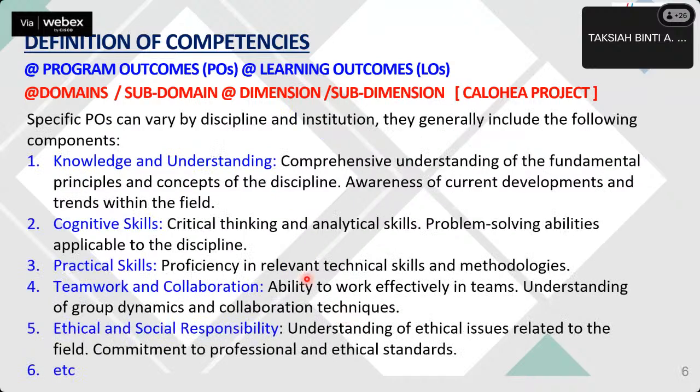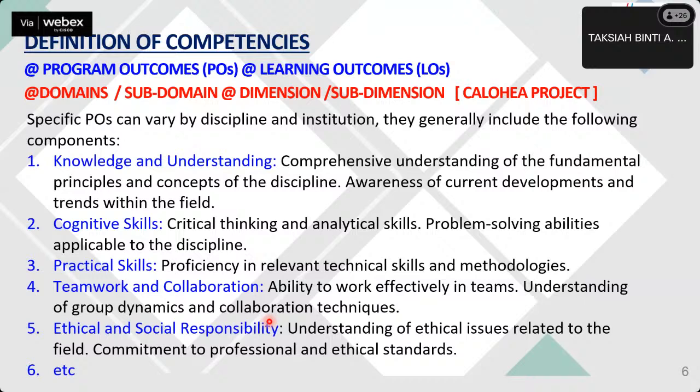So specific program outcomes can vary by discipline and institution, okay? And they generally include the following components. As a program owner, we expect our graduates to have a comprehensive understanding, for example, the first one. And of course, we also expect our graduates by the end of the program to have cognitive skills, which is critical thinking and analytical skills. And for those programs having a practical or technical component, we also expect the students to have relevant technical skills and others. We can list these, okay?